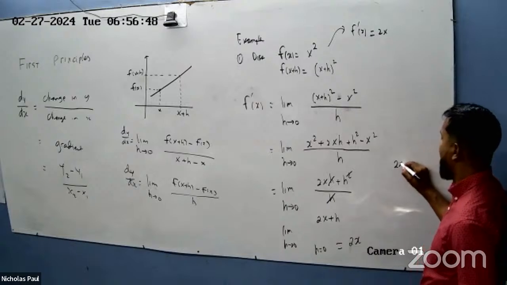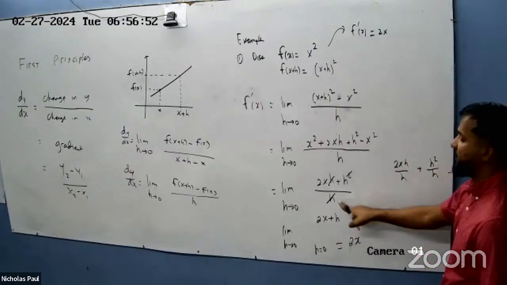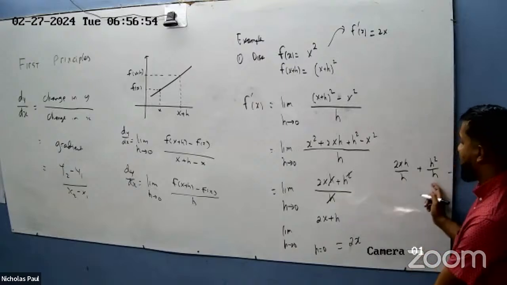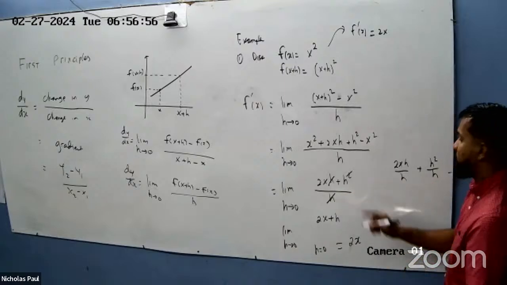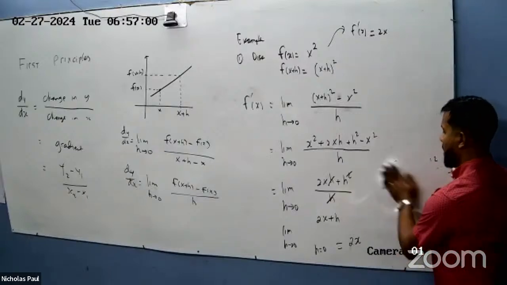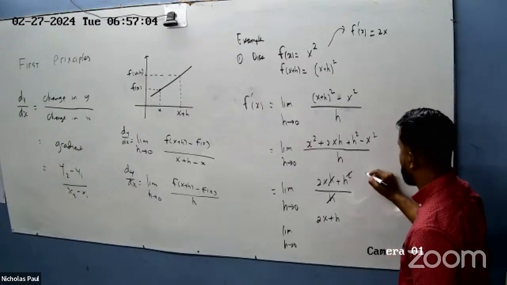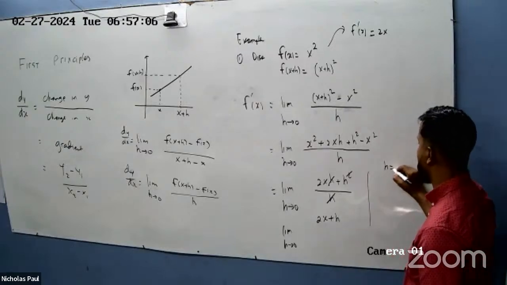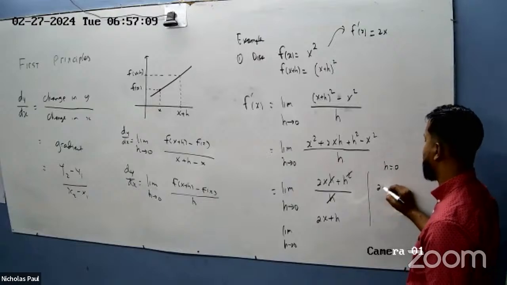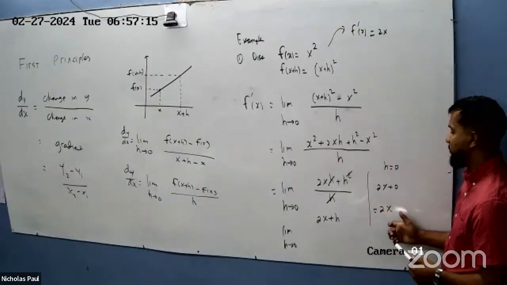Because it's 2xh over h plus h squared over h. This is the same as this when you find the LCM with 1h. So this means this. So when you plug in h equal to 0, you'll get 2x plus 0, which is 2x. Okay? So this is the answer.